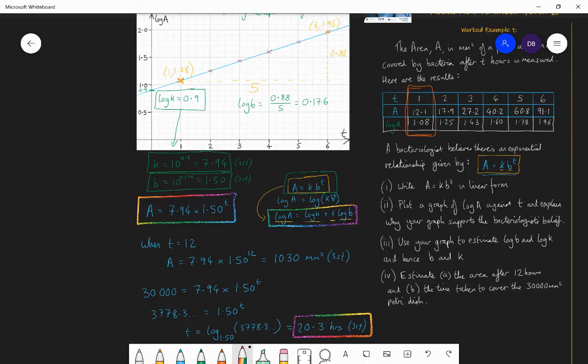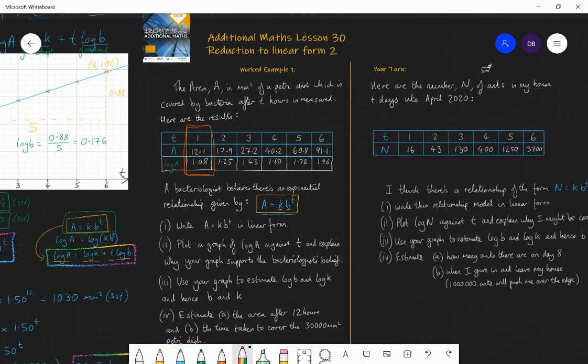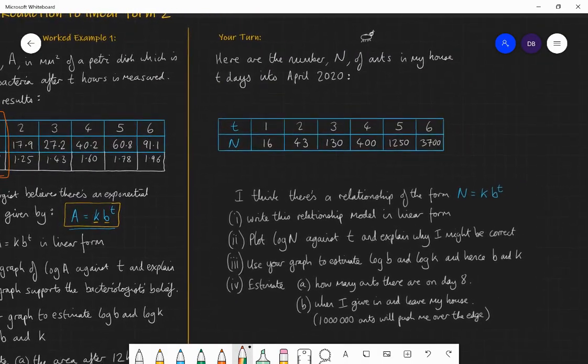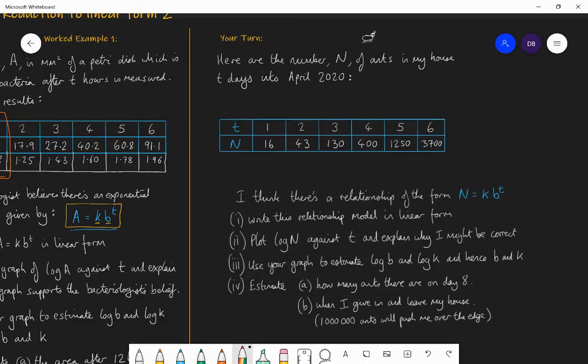Okay. Have a go at this question. I got a little bit distressed last April. There was a slight ant infestation in my house. And so let's say I measured the number of ants, I counted the number of ants in the entire house. And here was the data. So T days into April 2020, there were these many ants in my house. I thought at the time that they were growing exponentially. Luckily, that wasn't the case. Otherwise, I'd be completely overrun by now.